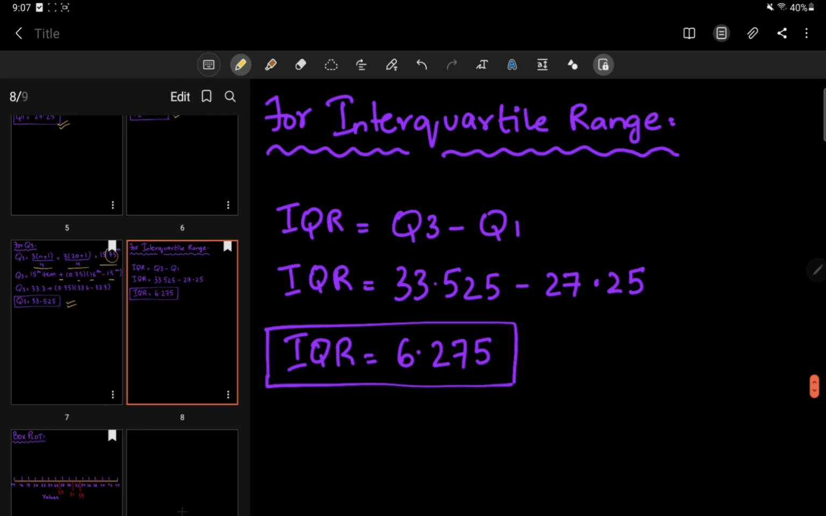So moving on, for the interquartile range, we have the formula IQR is equal to Q3 minus Q1. We got the Q3 this and we got the Q1 this. So we got the answer 6.275. It is the interquartile range.